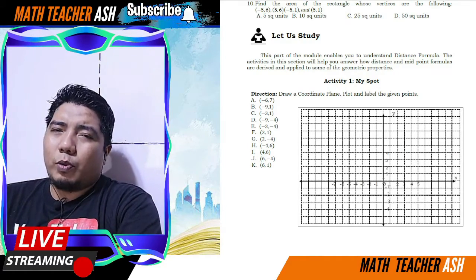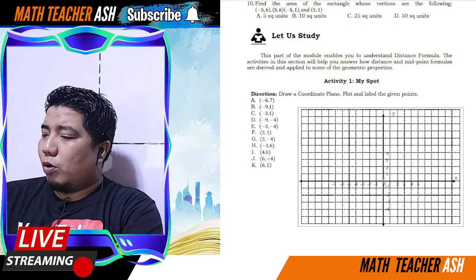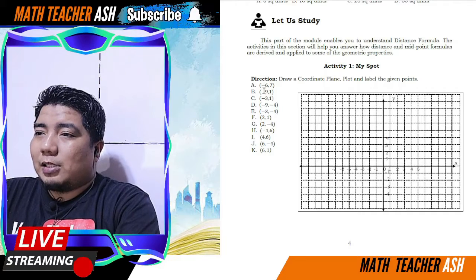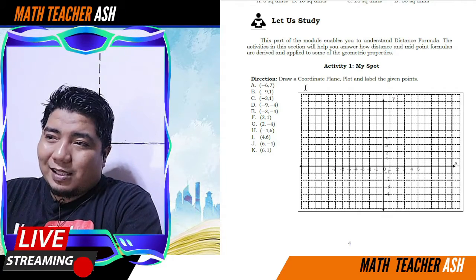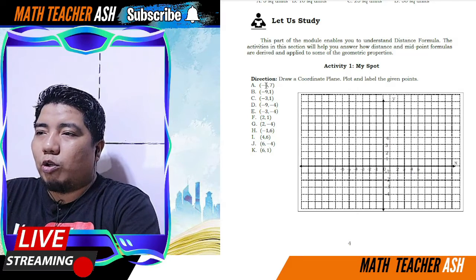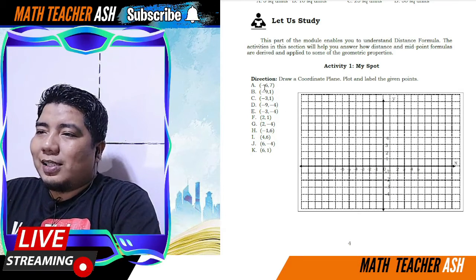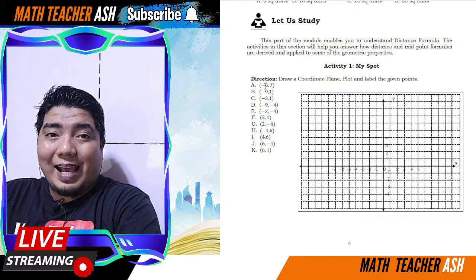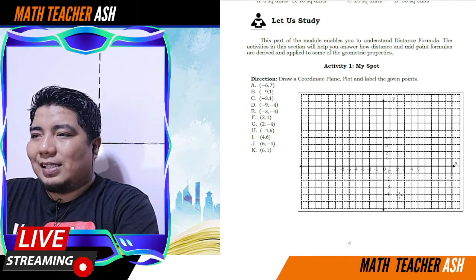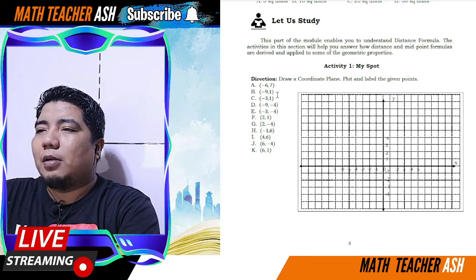So of course, when we talk about coordinates or the location of points, it is being given with two distinct coordinates, the x coordinate and the y coordinate. So ito yung x and y. So this x will refer to the x-axis and this y will refer to the y-axis. Okay, so x and y yan siya, my dear math learners.